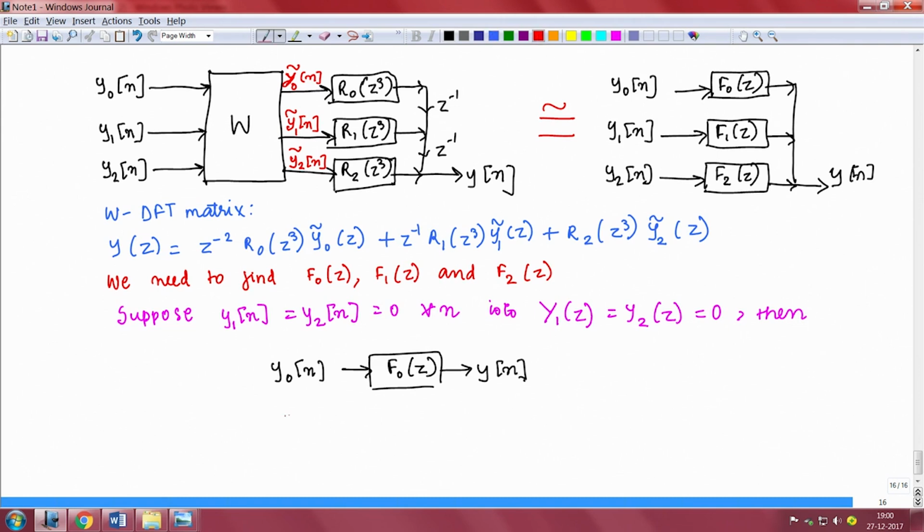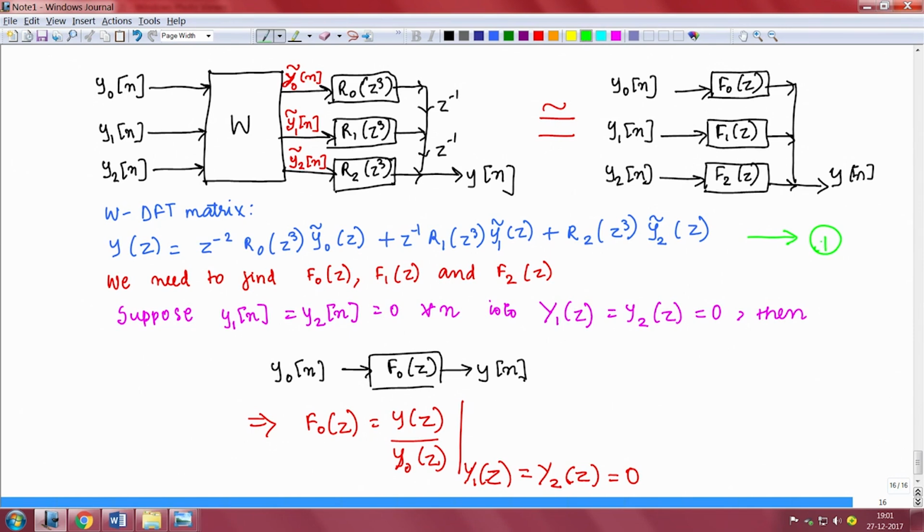So therefore F0 of z in this case can be written as y of z by y0 of z, given y1 of z is equal to y2 of z is equal to 0. So given that y1 and y2 are 0, we can write F0 in this format. So let us mark this equation as number 1 and this is number 2.